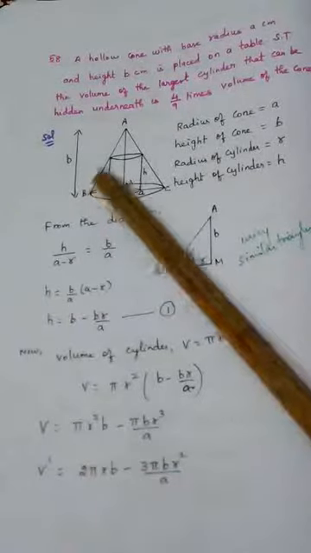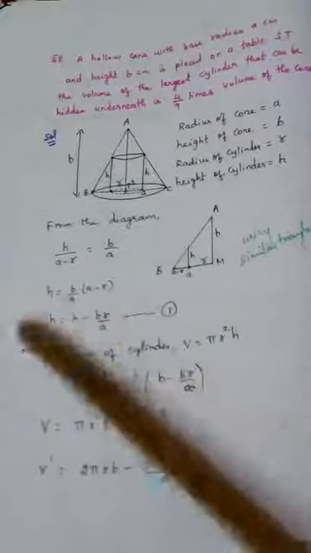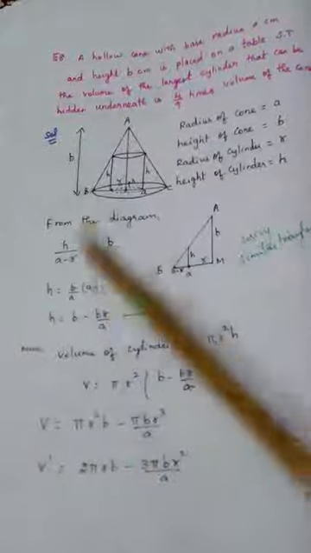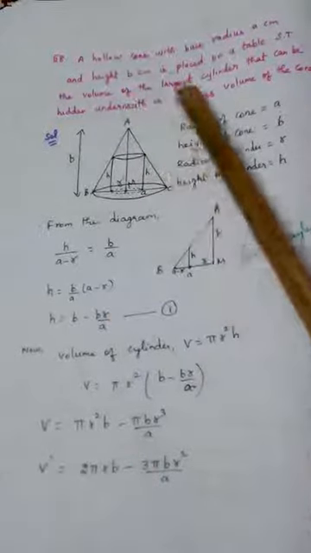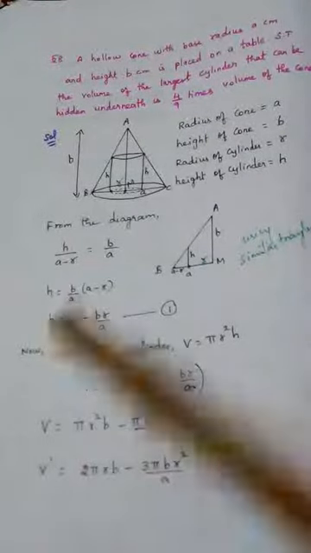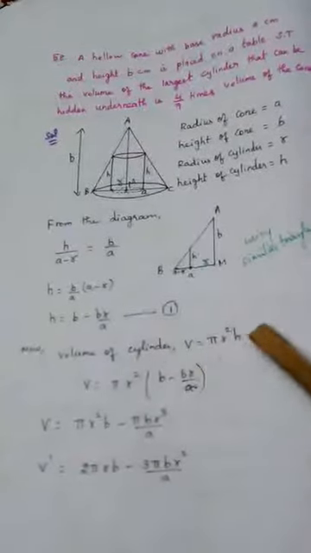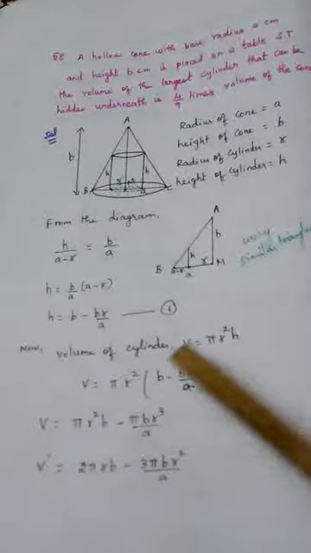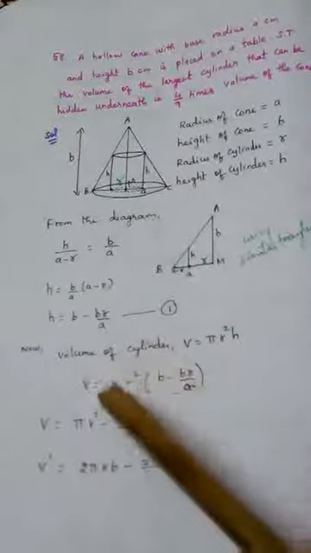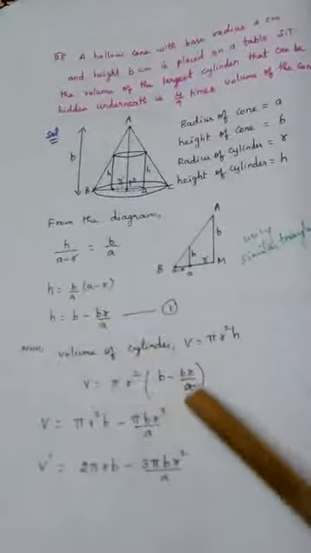So what we did? First we have drawn the diagram. From the diagram we have found one relation for h in terms of r. h is written in terms of r. What we need? Volume of largest cylinder. We want the volume to be maximum for the cylinder. So next we are taking volume of cylinder V is equal to, this formula we should know. We have studied this in 10th standard. Volume of cylinder is pi r square h. So V equal to pi r square. In place of h, substitute this value b minus br by a.